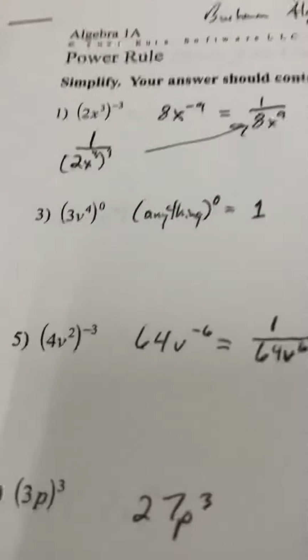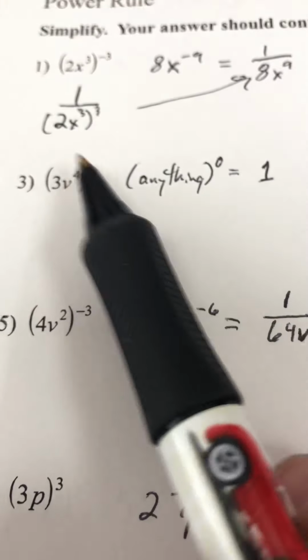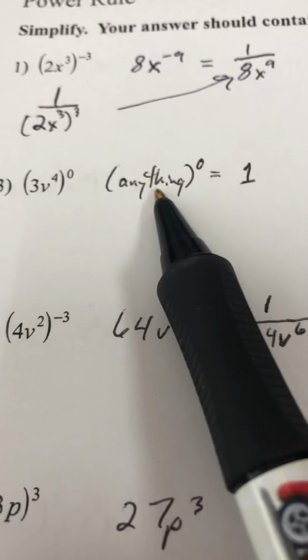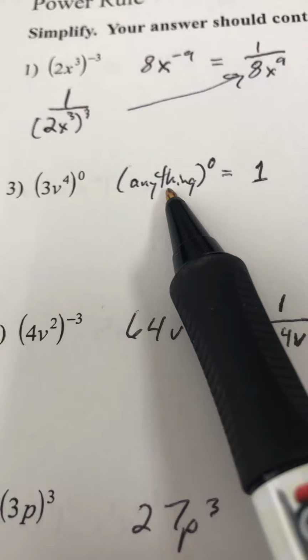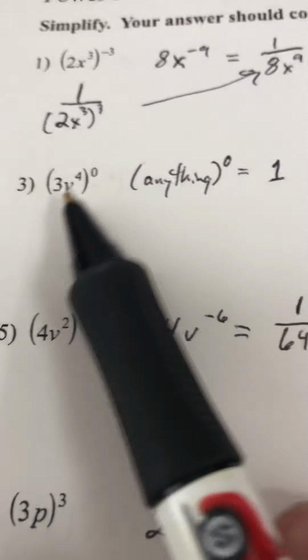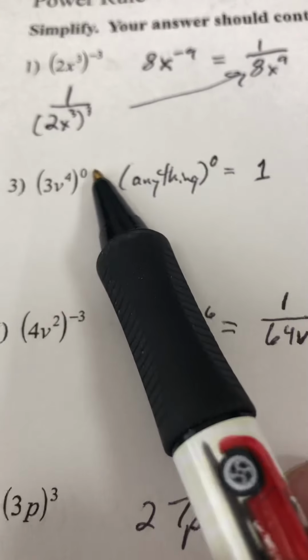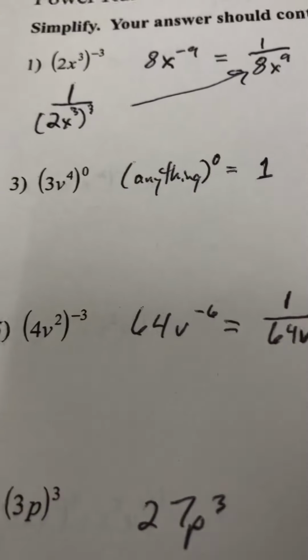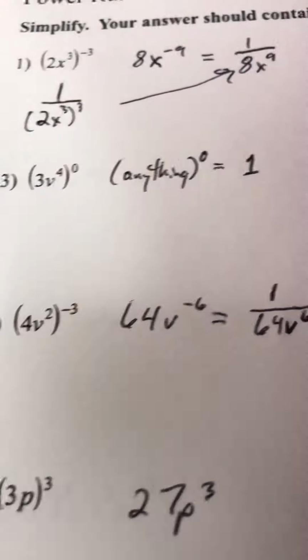All right, this one very easily, my notes here for this one is anything to the 0 power is going to equal 1. So this whole amount, you could have anything in here to the 0 power is going to equal 1. You could check that out in your calculator.